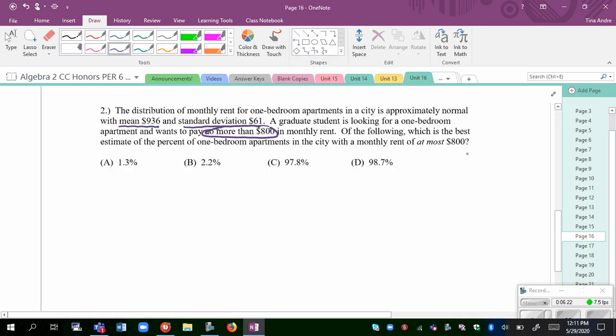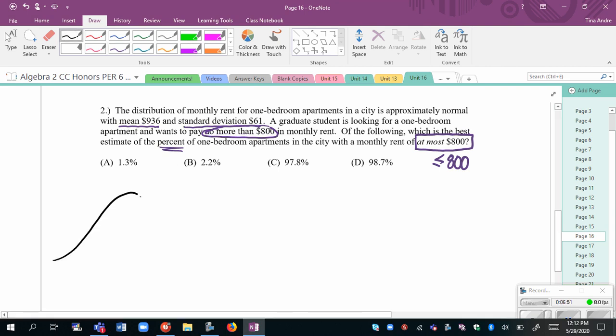Of the following, which is the best estimate of the percent, so we're looking for a percentage, of 1-bedroom apartments in the city with a monthly rent of at most $800. So we're looking at less than or equal to 800 is what we're looking for. So we want to know what is the probability that you can find an apartment that is less than or equal to 800. So let's go ahead and draw out our picture.